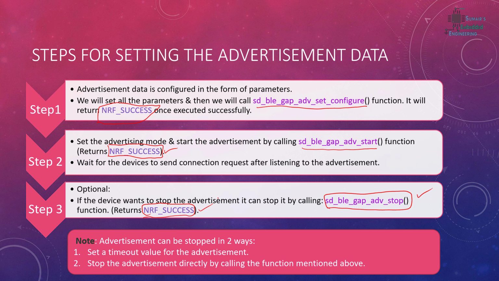One thing should be noted here, that advertisement can be stopped in two ways. One method is to start the advertisement with a specific time. For example, I want my advertisement to start, and it can keep on for 180 seconds, and after that my device will stop advertising. It will not advertise anymore. And the second way is to use the BLE gap advertisement stop function. This will also stop the advertisement.